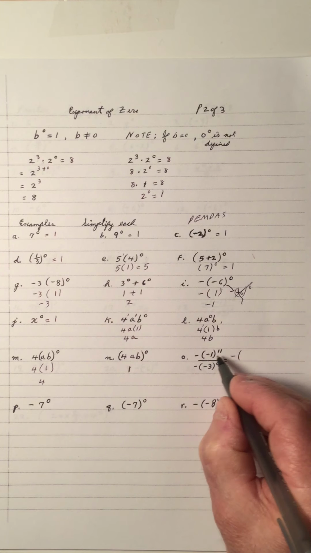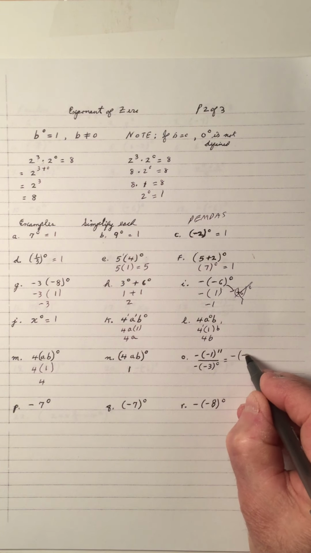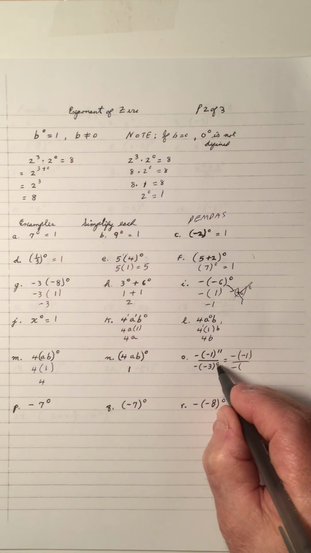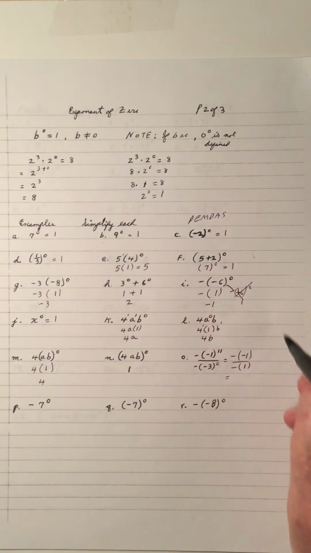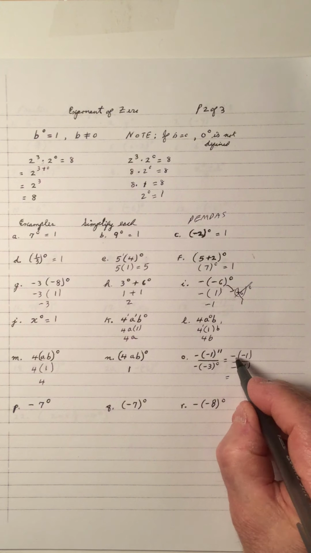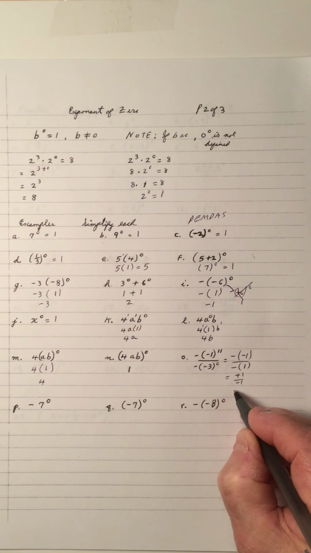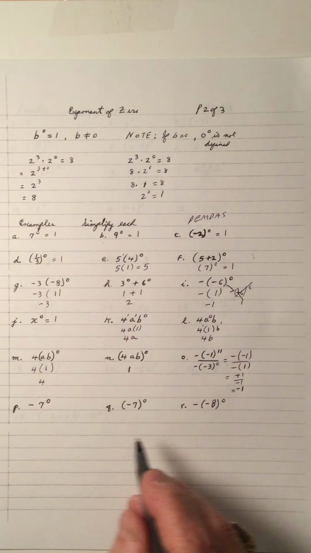Negative of, and a negative 1 to an odd power is negative 1. Negative of, we have negative 3 to the 0 power, so that's 1. So by BEDMAS, there are no brackets to work out, but we have to work out our powers. The negative of a negative is a positive, so that's a positive 1. That's a negative of a positive, so that's negative 1. And negative 1 divided by 1 is negative 1, because when you divide unlike signs, you get a negative.